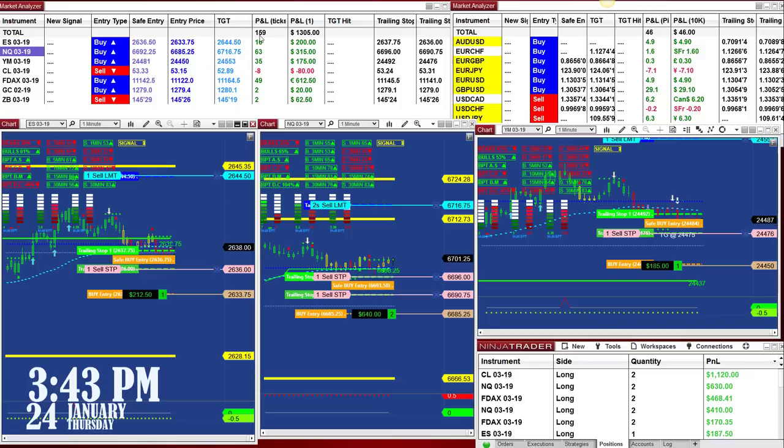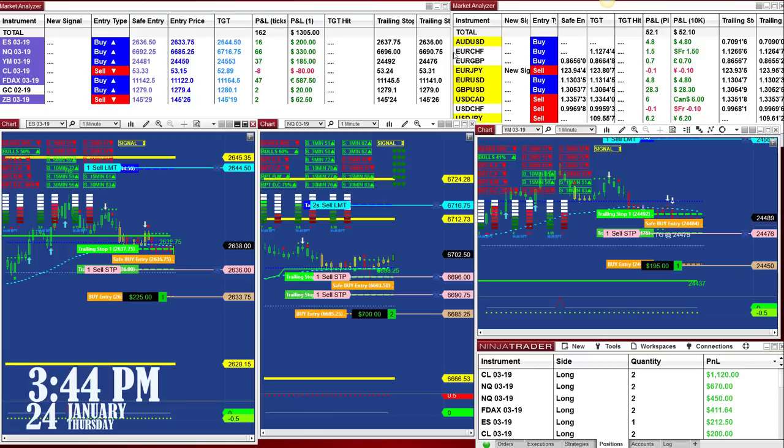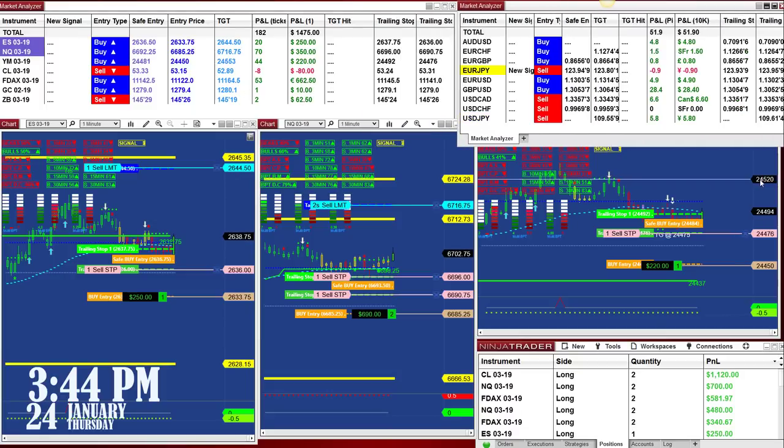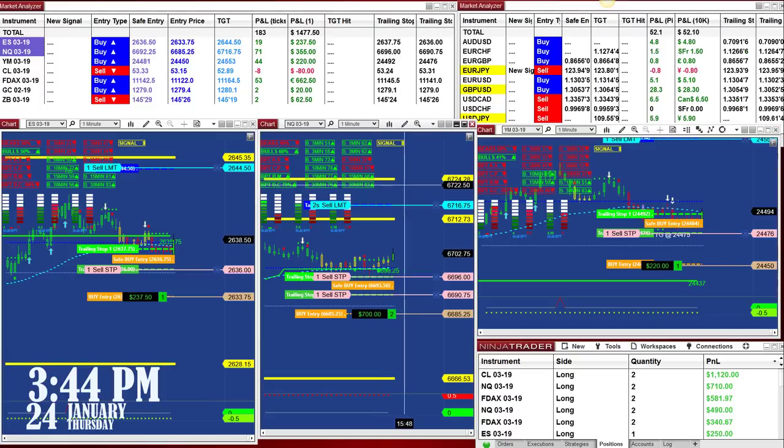Right now we're done for today. From the last entry signal, we have 163 ticks. This is based on 1 minute and one contract only on the market analyzer. On the auto trade, you can use one or two or four or six or five, whatever contracts you want to use. But the market analyzer is always based on 1 minute. The same story for Forex: 1 minute with a mini account, 10K. Right now we have 51 pips, and you can also use it on stock futures and Forex.